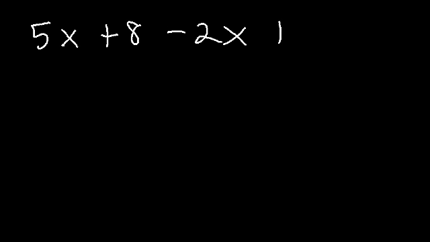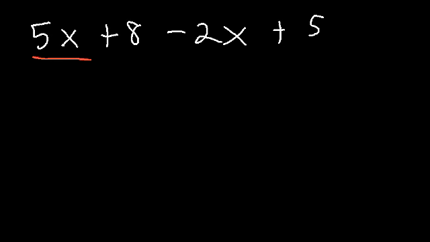In this video, we're going to do a basic review of simplifying algebraic expressions. So let's say you have the expression 5x plus 8 minus 2x plus 5. How can we simplify this expression? To do so, you need to combine like terms.